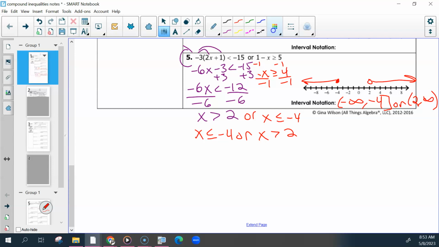Are there any other examples on this page you want to see, do, go over? So why is that one red? Because this one is closed. If no other questions on this page, go to the next.